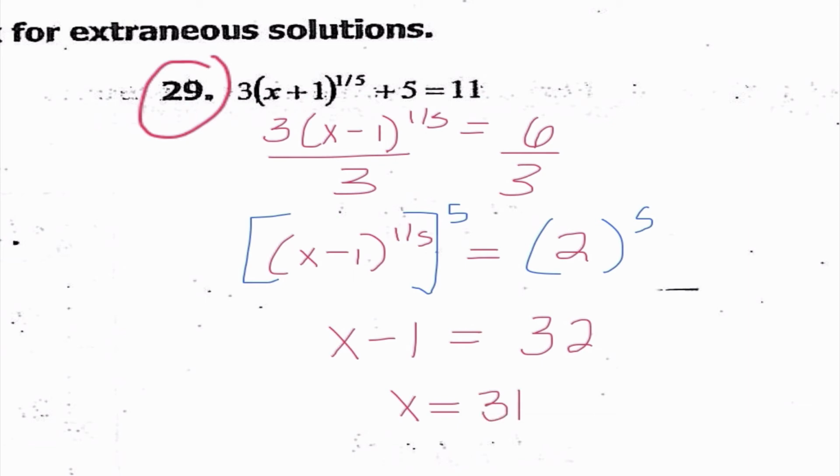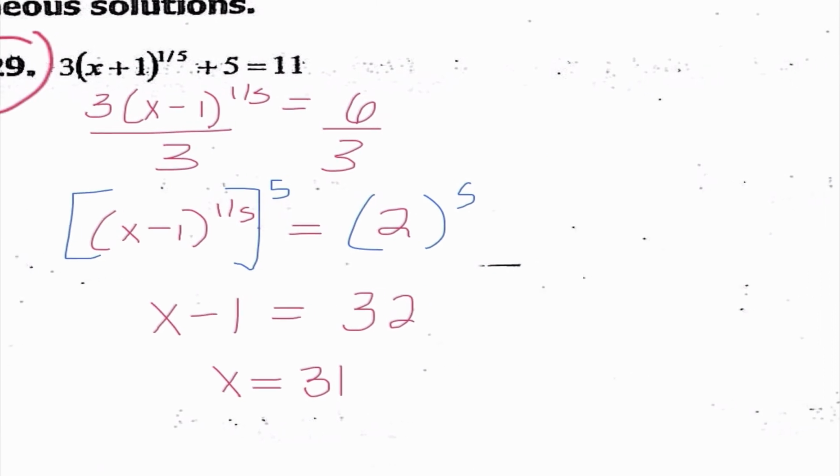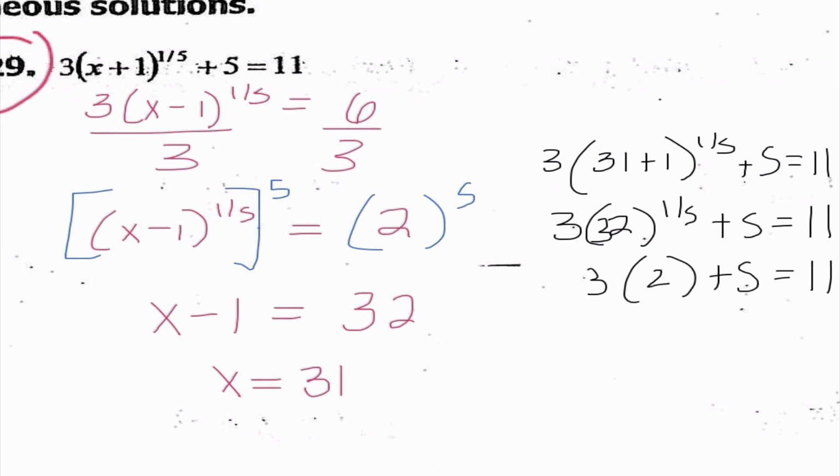Now, before I know for sure that that's correct, I need to make sure that it's not extraneous. So I need to check. Is 3 times 31 plus 1 to the 1/5 power plus 5 equal to 11? So in my calculator, if I do 32 to the 1/5 power, I get that it's 2. So 3 times 2 plus 5 is equal to 11.